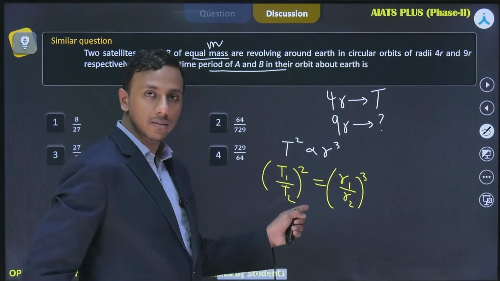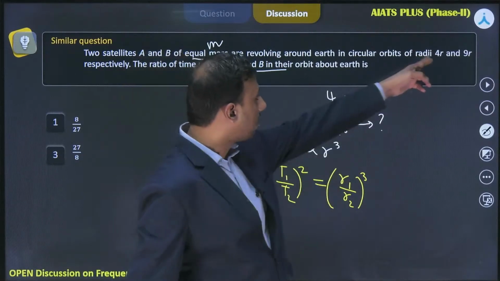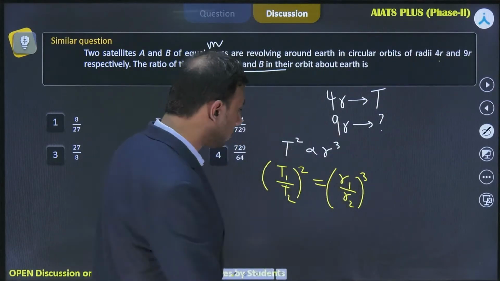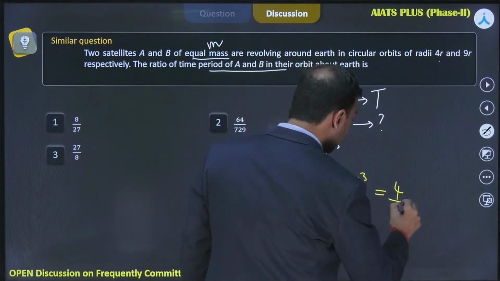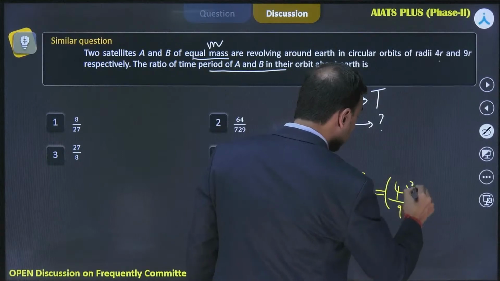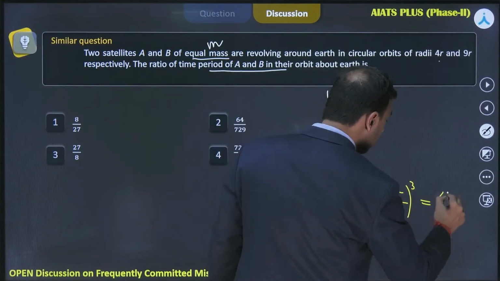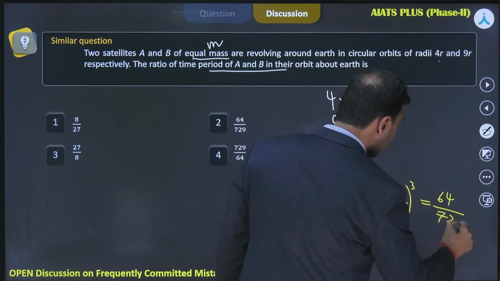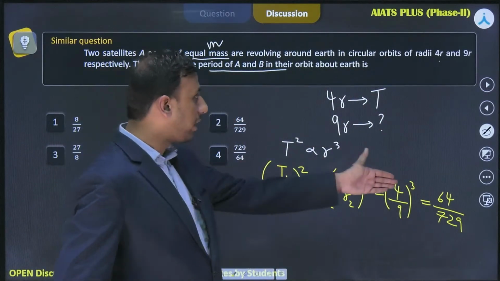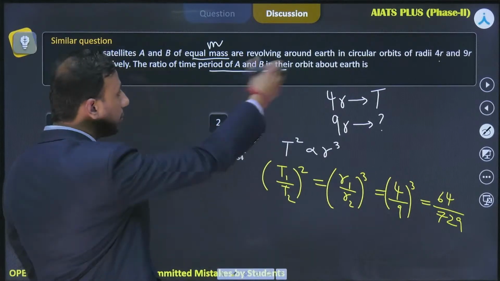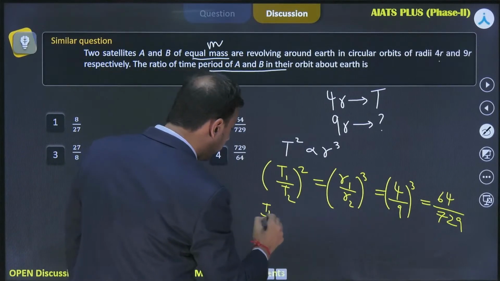That's what this implies. R1 by R2 is how much? 4R by 9R. So that becomes 4 by 9 whole cube, or 64 by 729, right? And what would be T1 by T2? Because that's what we are asked to find, right? T1 by T2. So T1 by T2 would be how much?